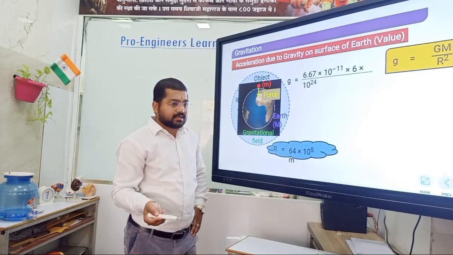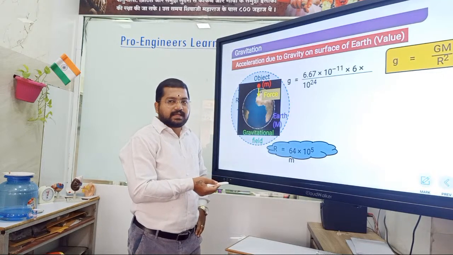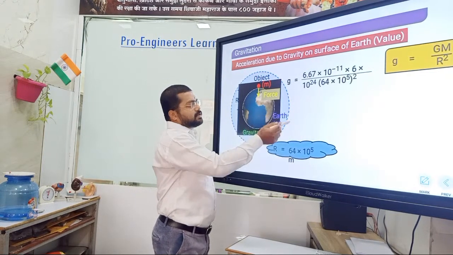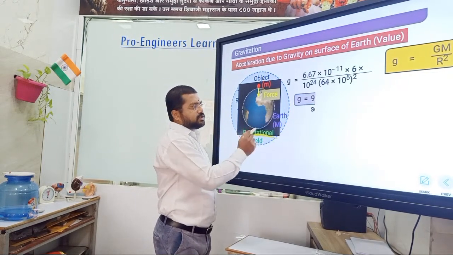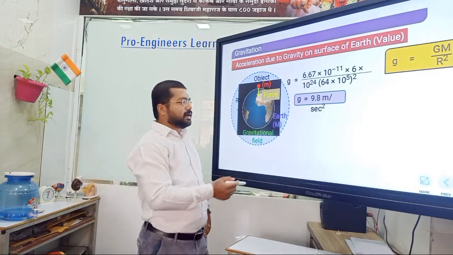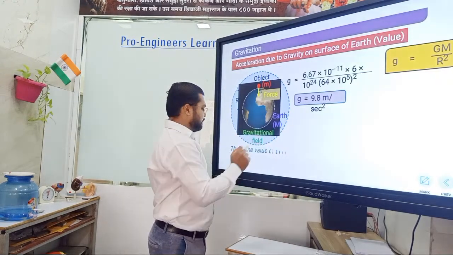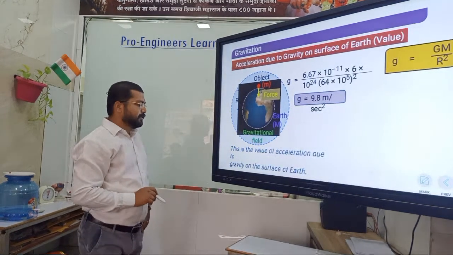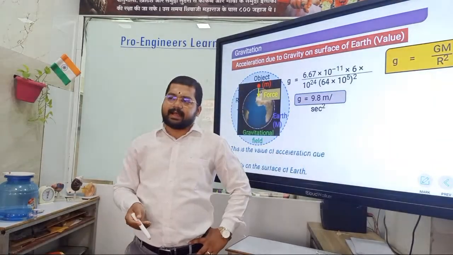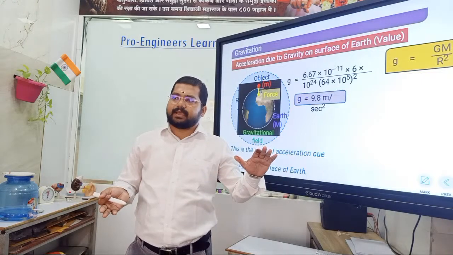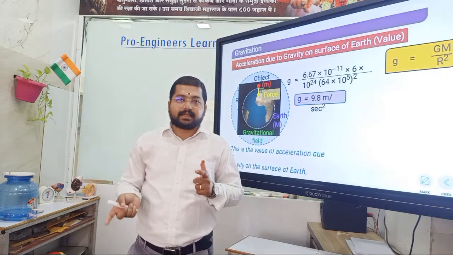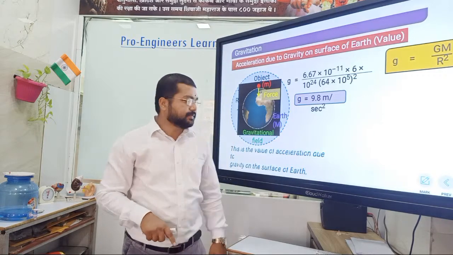They may not ask this in the CET, JEE or NEET, but they may ask you to derive or to calculate the value of small g. So the value of small g is 9.8 meter per second square. This is the value of acceleration due to gravity on the surface of earth. It is right that on the poles the value may change, the value might be 9.83 meter per second square.